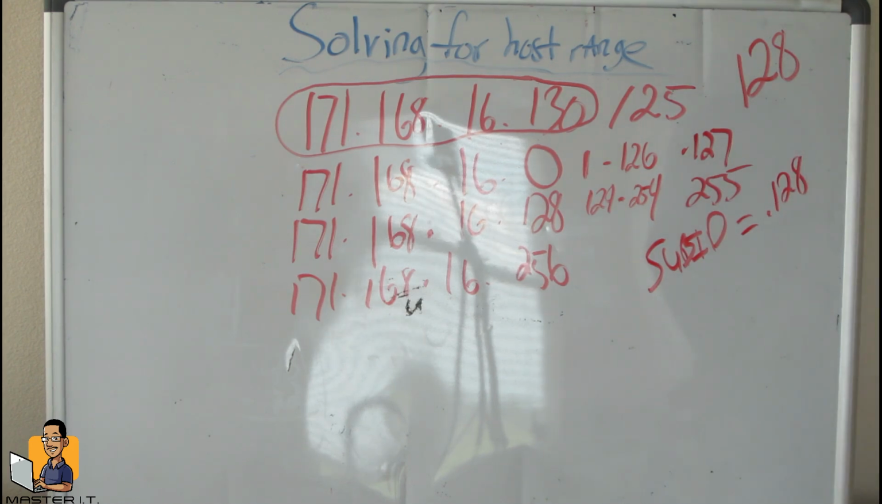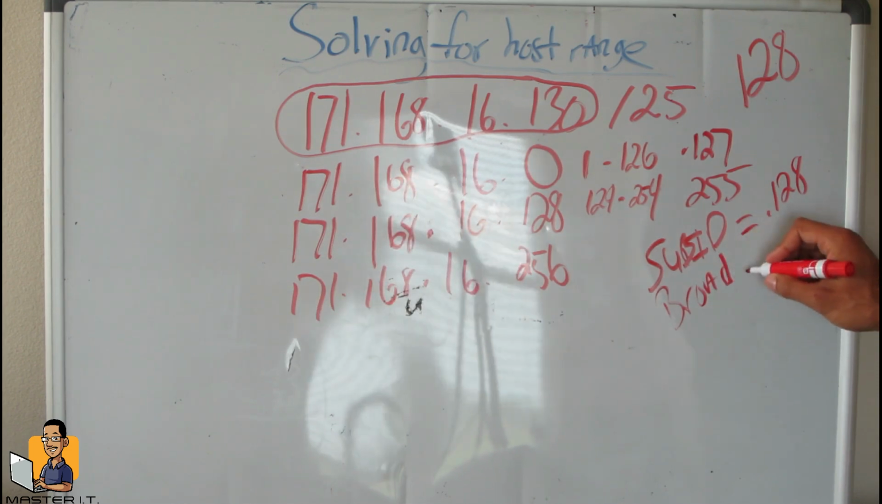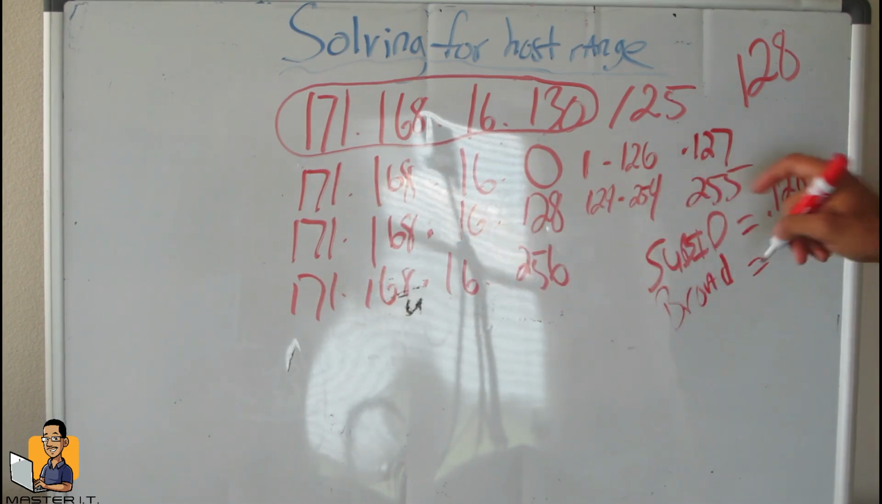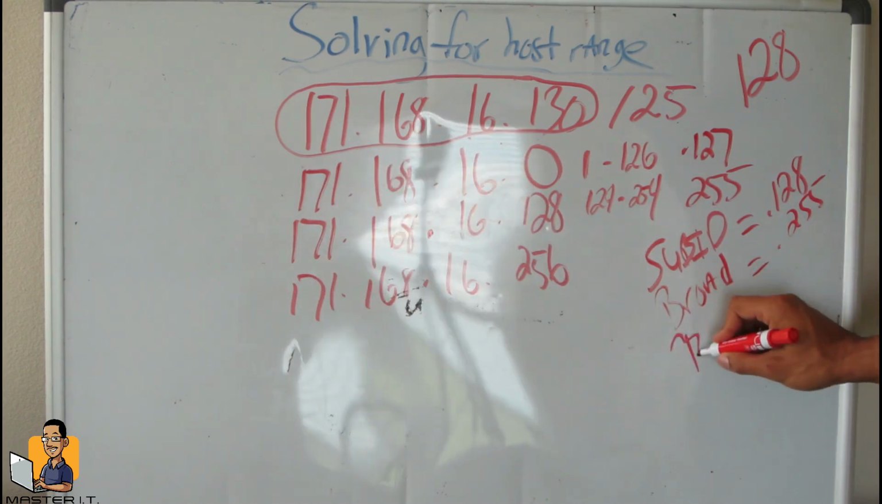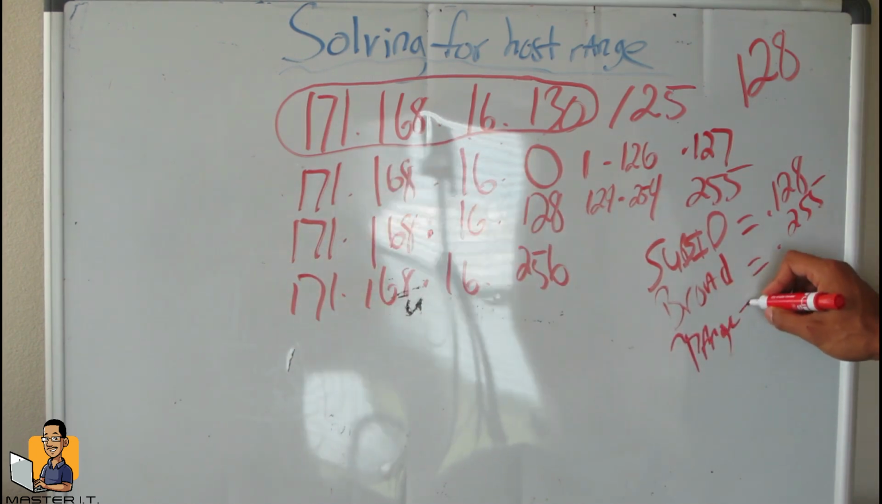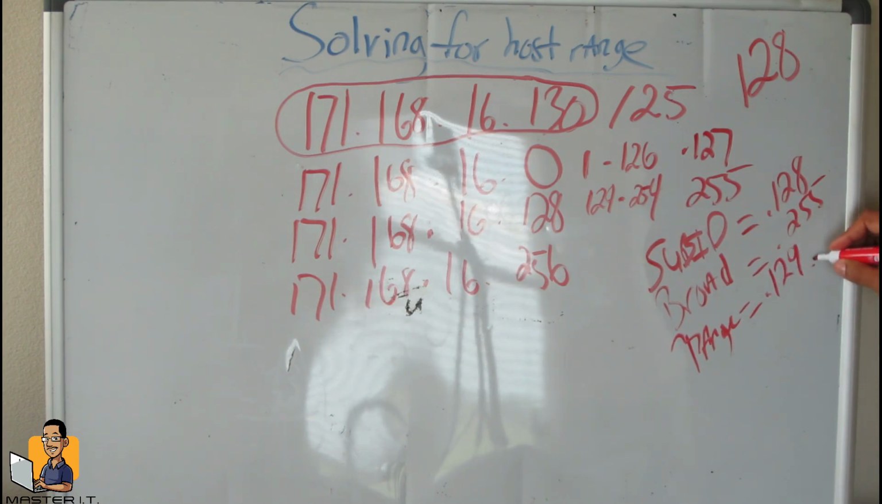What about the broadcast? What would the broadcast be? It would be .255. Then the actual range of IP addresses that I can assign would be from .129 to .254. Bam. So we just figured out what the range is, what the IP addresses are that I can actually assign to the devices on my network.